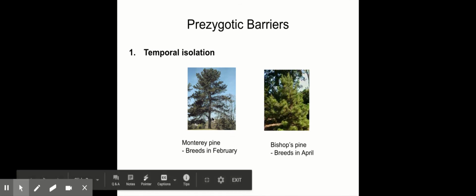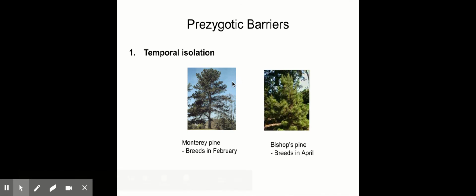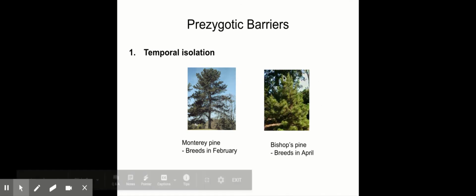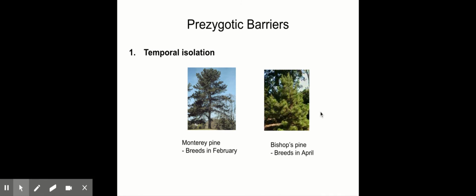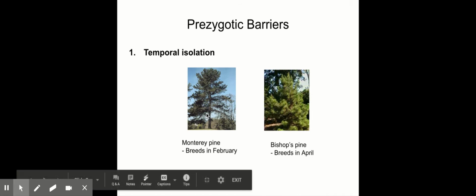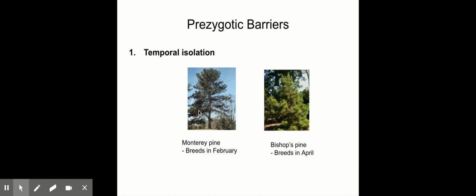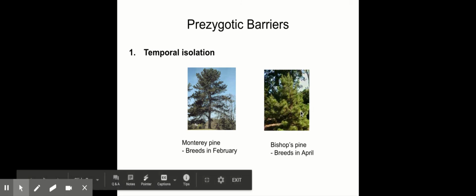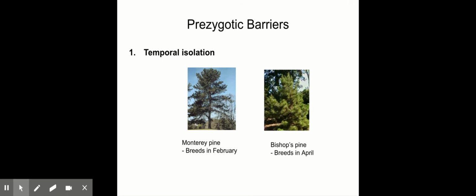Now, it's possible that the pollen can land on a different species of pine, but perhaps that species is not breeding at that time of year. For example, the bishop's pine breeds in April instead of February. So at the time that the Monterey pine is releasing its pollen, the Monterey pine is ready to receive pollen. It's reproductively active, whereas the bishop's pine is not. The differences in the timing of their reproduction help ensure that they are not cross-fertilizing each other and no zygotes are produced. That's a pre-zygotic barrier.